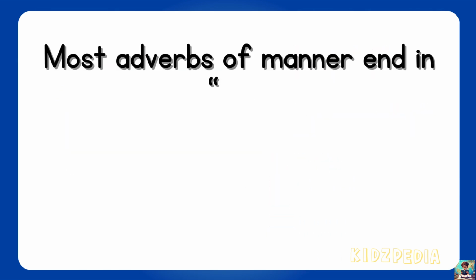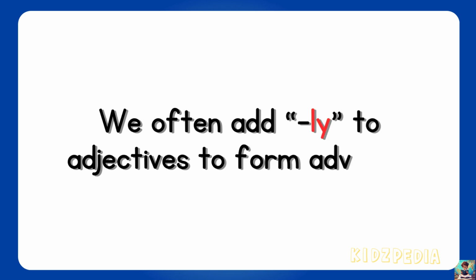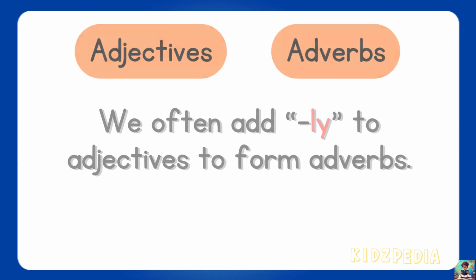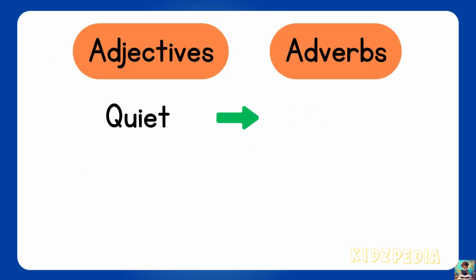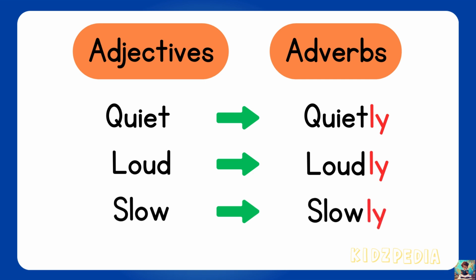Most adverbs of manner end in ly. We often add ly to adjectives to make them adverbs. Adjectives like quiet becomes quietly, loud becomes loudly, slow becomes slowly. Here, we just add ly to the adjectives.